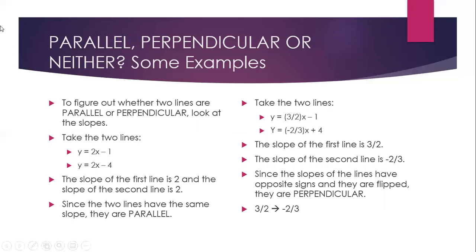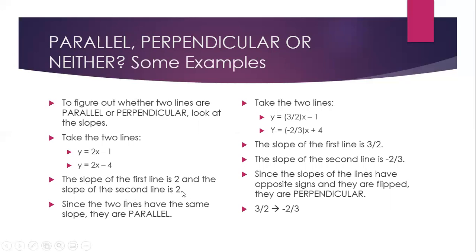Let's take two lines. Y equals 2x minus 1 and y equals 2x minus 4. The slope of the first line is 2. The slope of the second line is 2. How do I know that? Because it's the number next to x, 2x. So the slope is 2. The slope here is 2. The slope here is also 2.